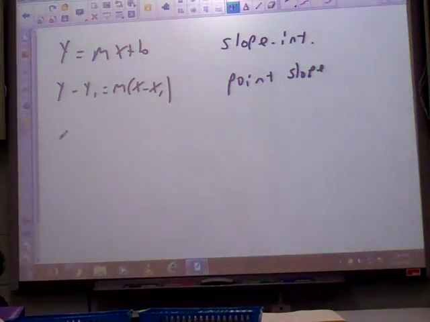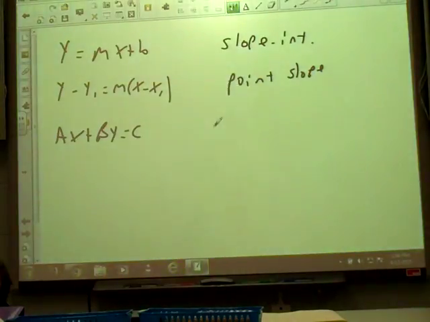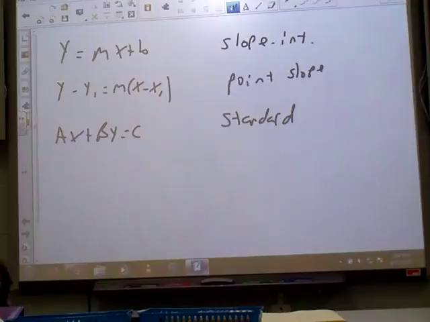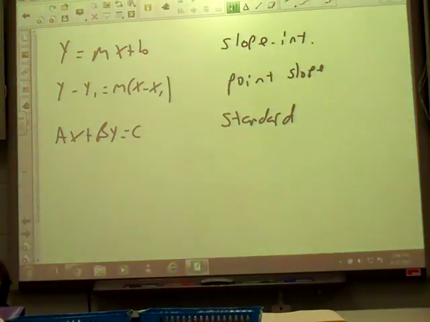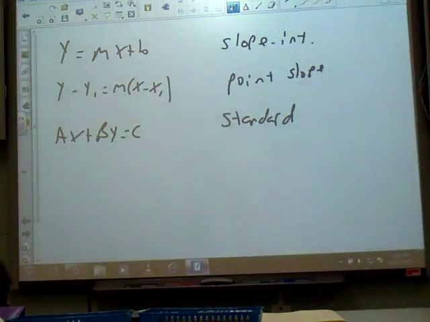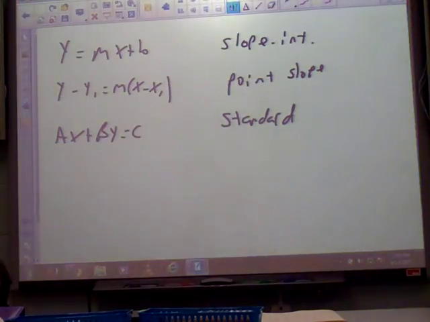How about this one? Ax plus By equals C. What's that called? Standard. Lots of times that's where people want you to end up. They want your final answer in standard form lots of times. But other than that, when do I like stuff to be in standard form? I know you've got to read my mind on this question.